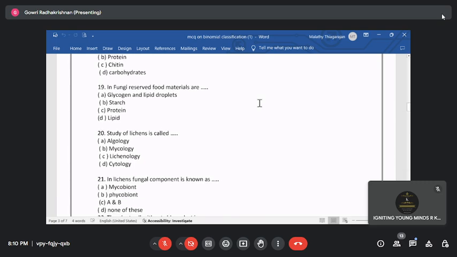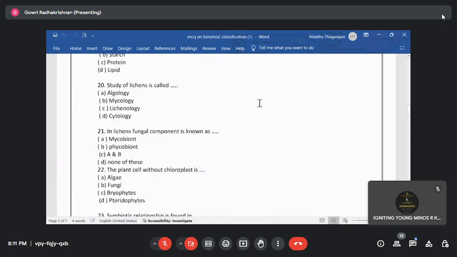Now, question number 19. In fungi, reserved food materials are... Glycogen and lipid. Yes, glycogen and oil droplets are there. That we take as lipid droplets. That is nothing but lipid, isn't it? So glycogen and lipid droplets. Some have just oil, some have glycogen.